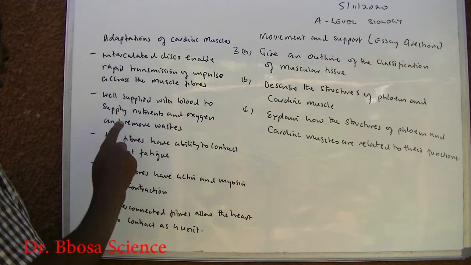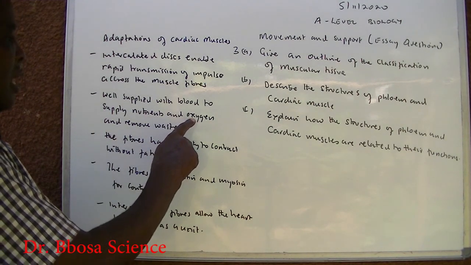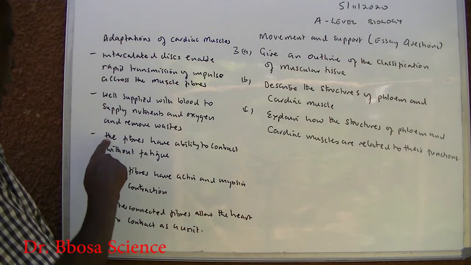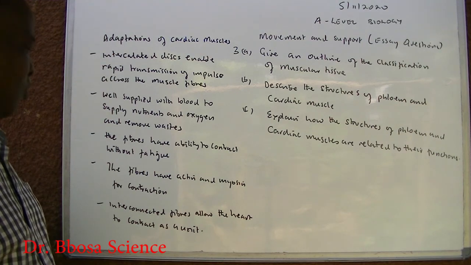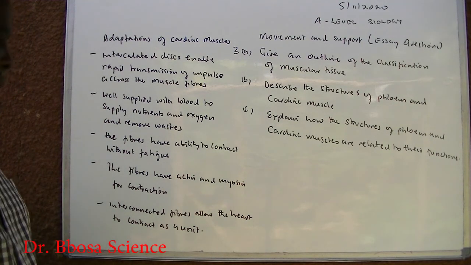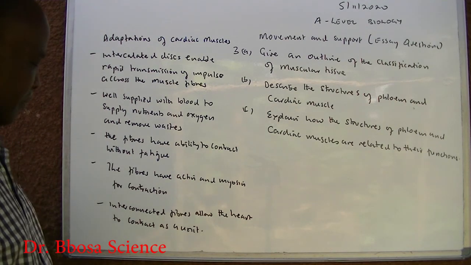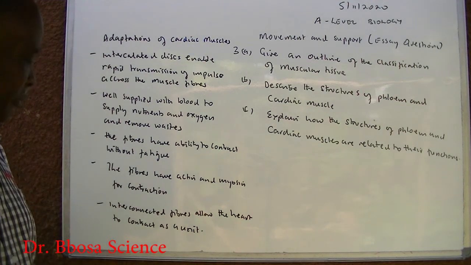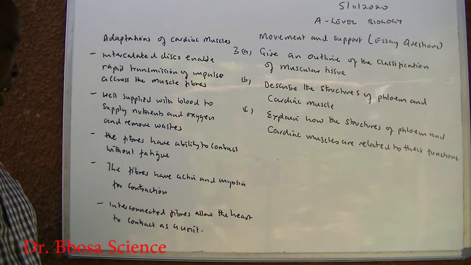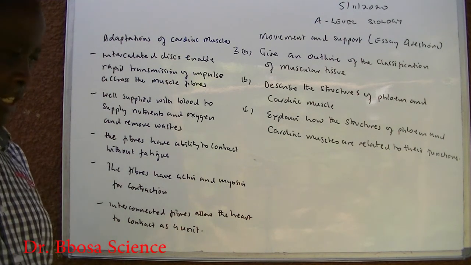The heart muscles are well supplied with blood to supply nutrients and oxygen and remove wastes. The fibers have ability to contract without fatigue. The fibers have actin and myosin for contraction. Interconnected fibers allow the heart to contract as a unit.